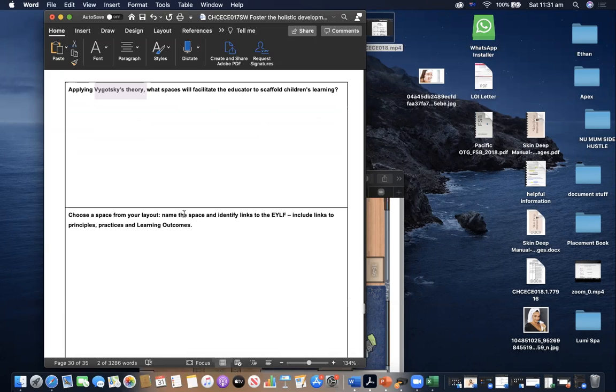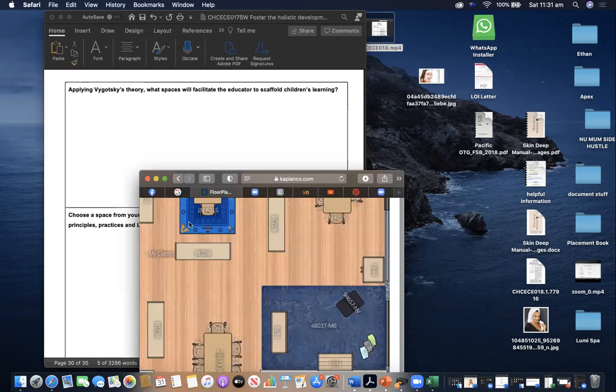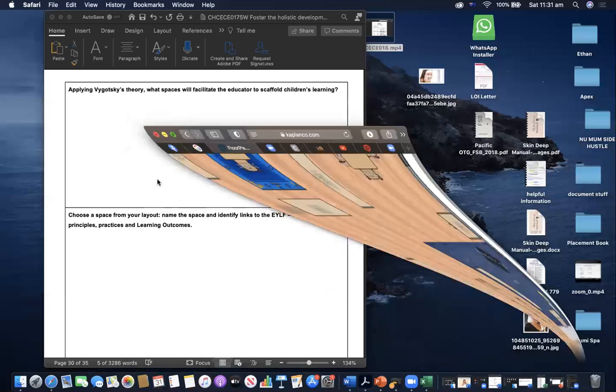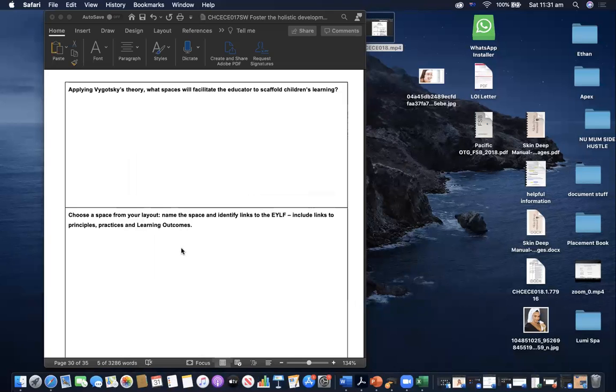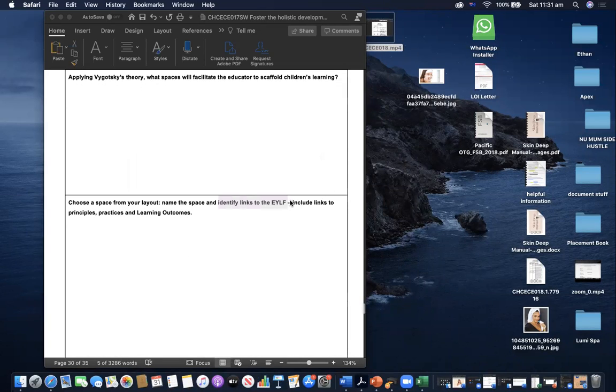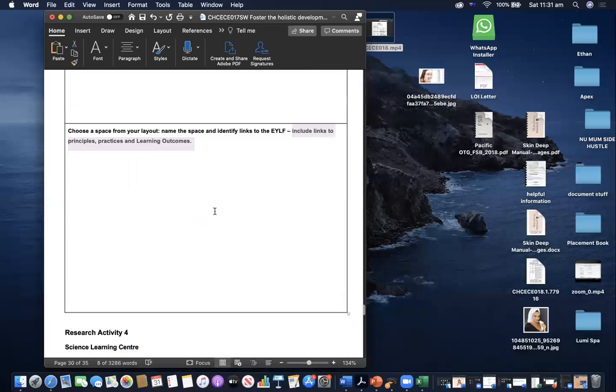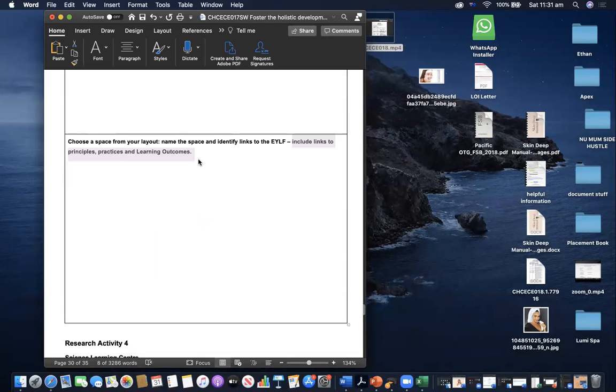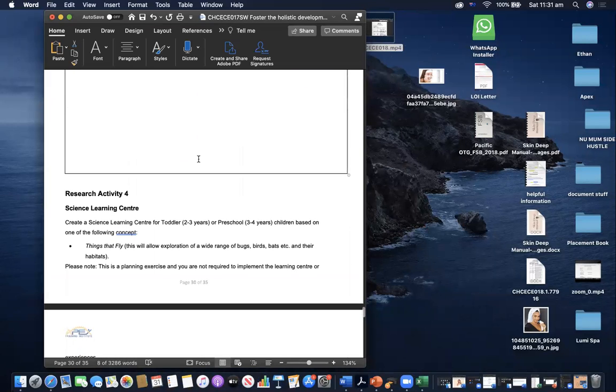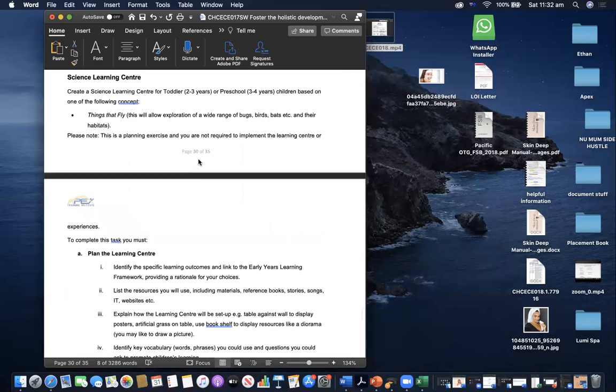Choose a space and a layout, name it, and you've got to link it to the early years framework outcomes. So in your design, link it, like, what's home corner? What outcome is that linked to? What area is your book corner linked to? What area is your arts and crafts? So include links to principles, practices, and the learning outcomes, okay? So I need to see the 3, okay? So that's for that task there.